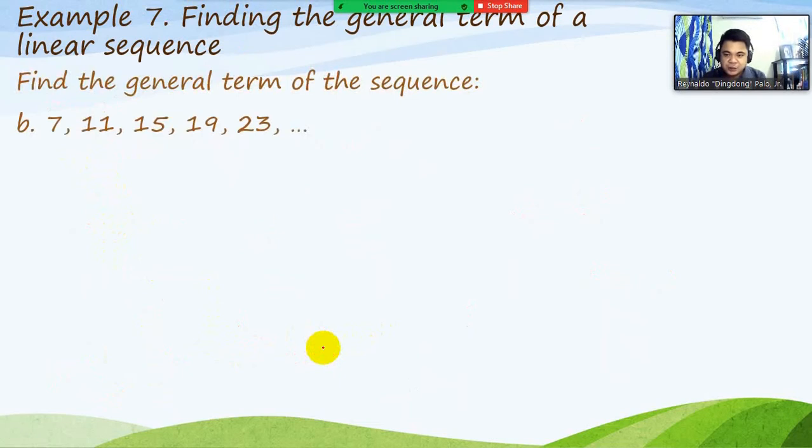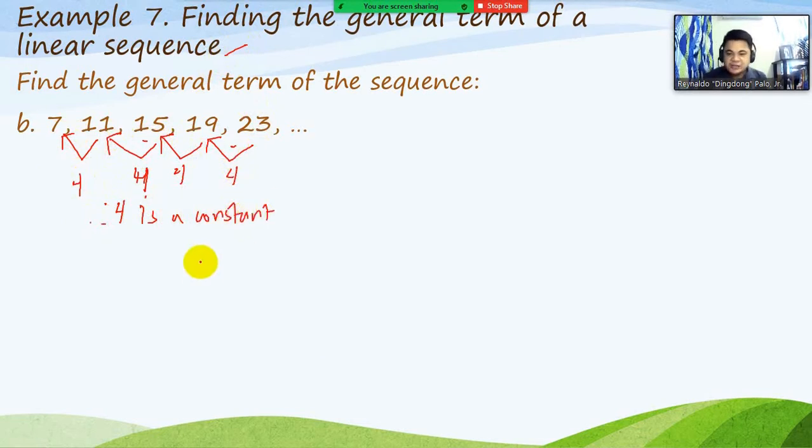Find the general term of the sequence 7, 11, 15, 19, 23. This is how you are going to do it. Subtract again to verify if it is a linear sequence or not. So 23 minus 19 is 4. 19 minus 15 is 4. 15 minus 11 is 4 as well. And then 11 minus 7 is 4 also. So therefore, we can say that 4 is a constant.